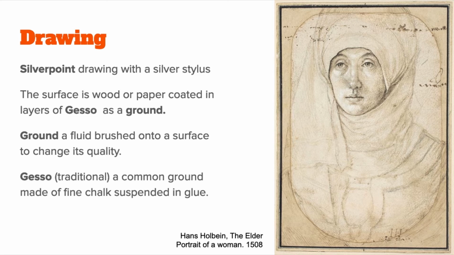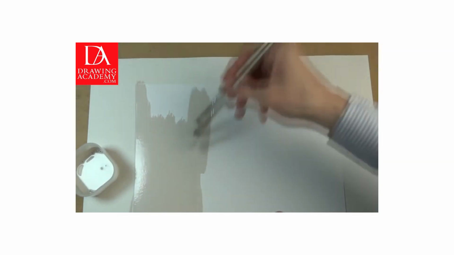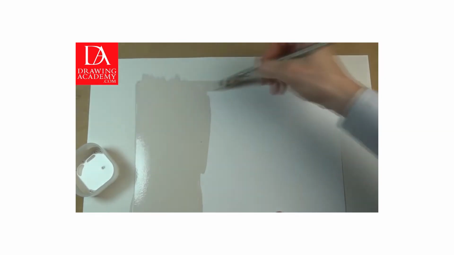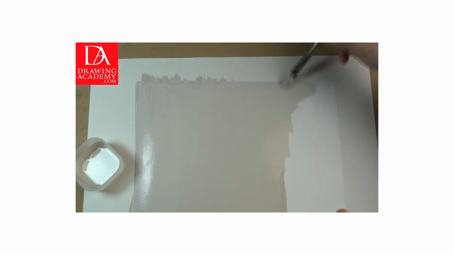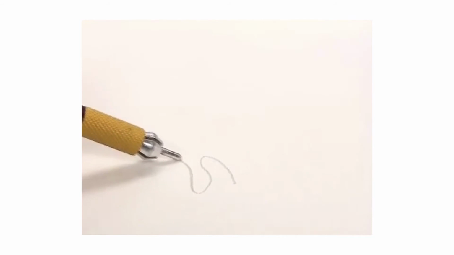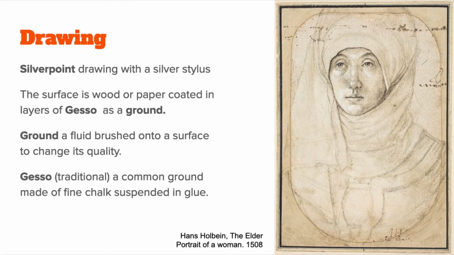Gesso is basically made up of several materials such as bone, chalk, and glue, mixed together to create a thick paste. This paste is applied to the surface, and then once it's dried, it makes the surface ready for the silver point. The artist then would draw on the specially prepared surface and would leave a very faint mark. Since the gesso is very rough, like fine sandpaper, it would remove a very thin layer of silver and embed it inside the paper.